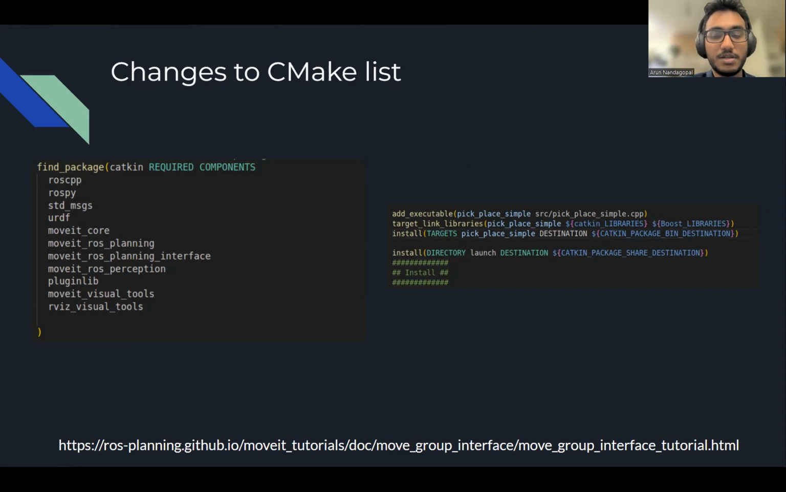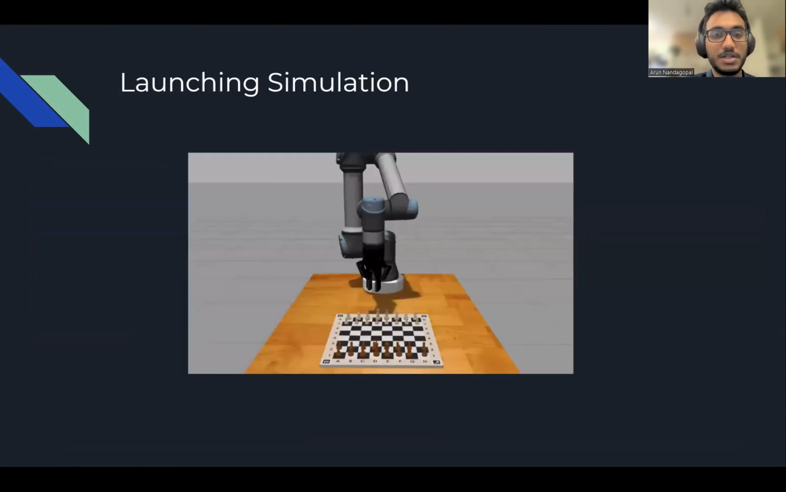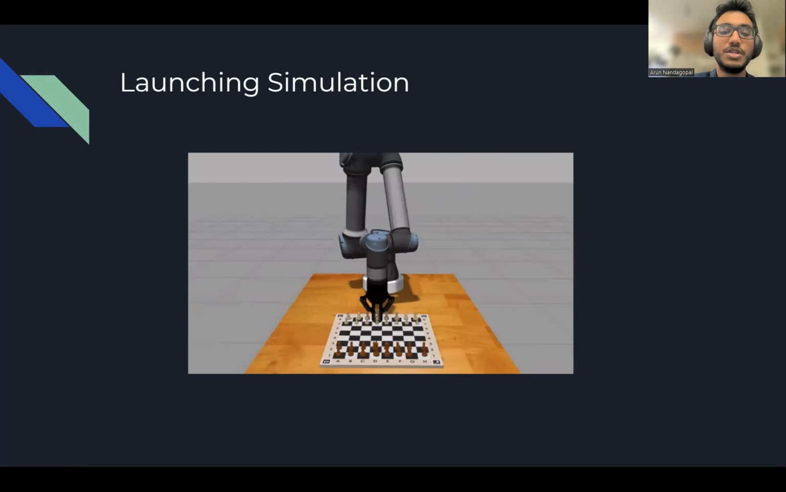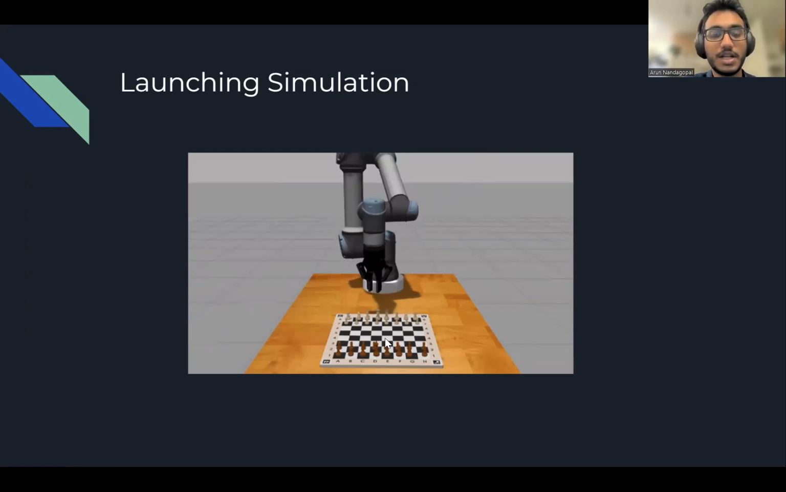So I can show you the simulation. And this is the simulation of whatever we coded up so far. The robot goes to the position, then goes to the bottom offset, and then it closes the gripper. So this is all happening using the code which we just wrote now.